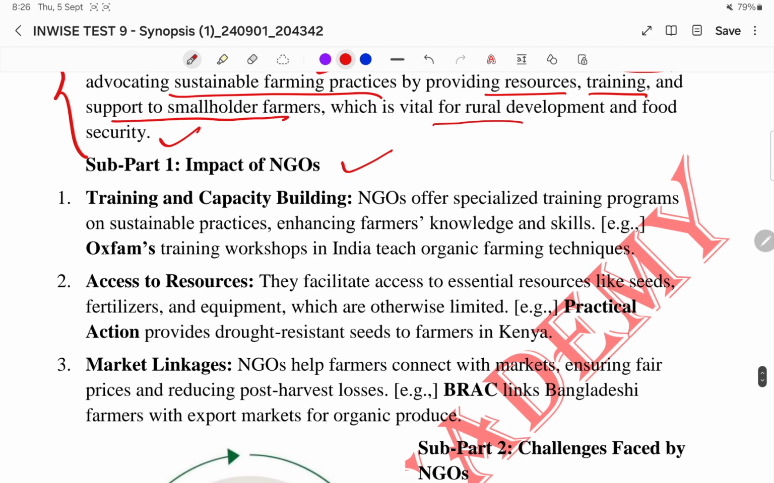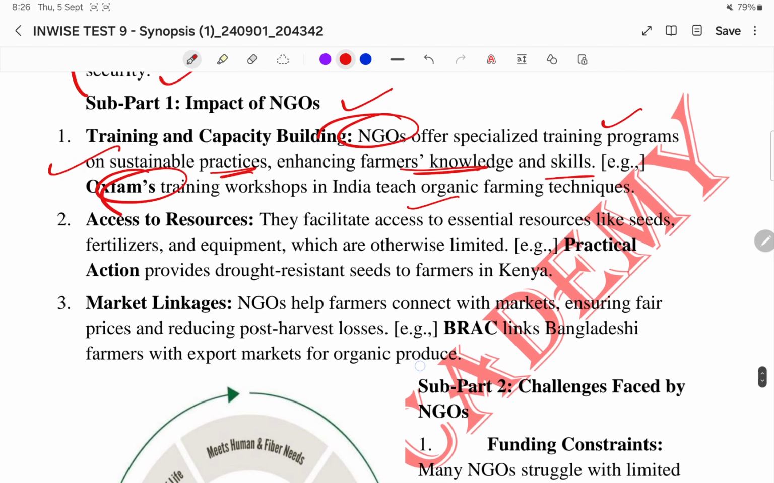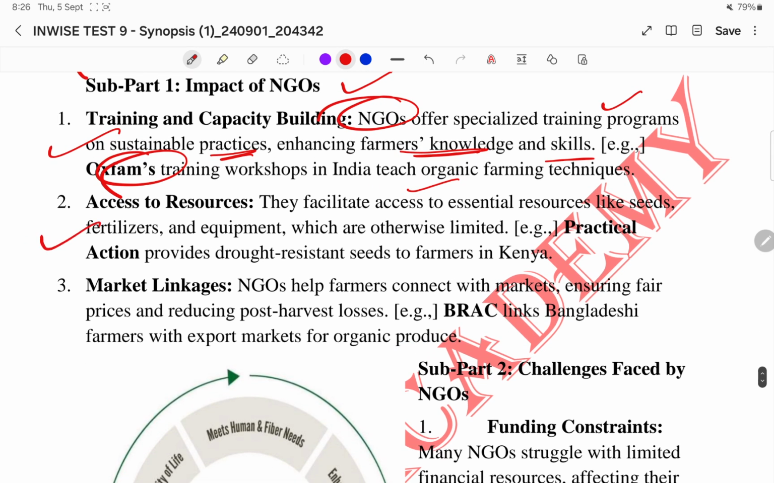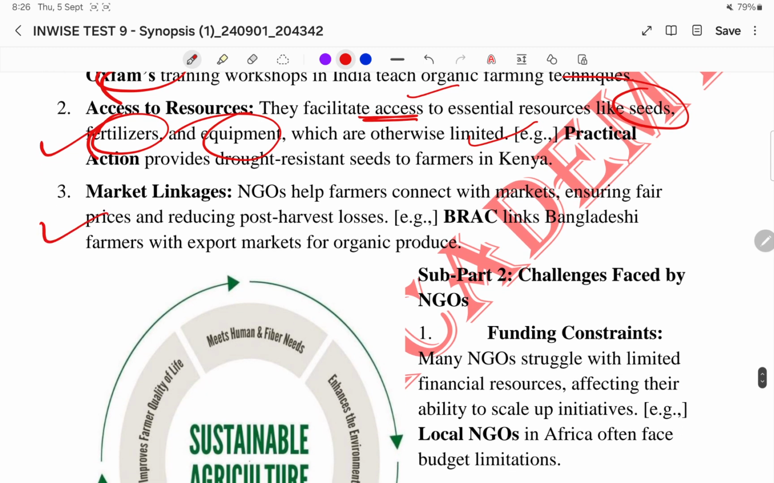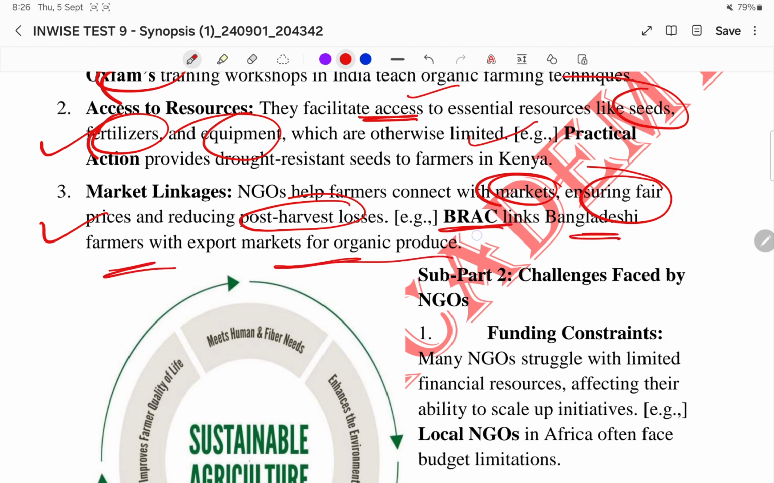So what is the impact of it? Training and capacity building. NGOs offer specialized training programs on sustainable practices, enhancing farmers' knowledge and skills. So Oxfam's training workshops in India teach organic farming techniques. Then access to resources: they facilitate access to essential resources like seeds, fertilizers, equipment, which are otherwise limited. Then market linkages. NGOs help farmers connect with the markets, ensuring fair prices and reducing post-harvest losses. Like BRAC, they link Bangladeshi farmers with the export markets for organic produce. So it is an international example, right?